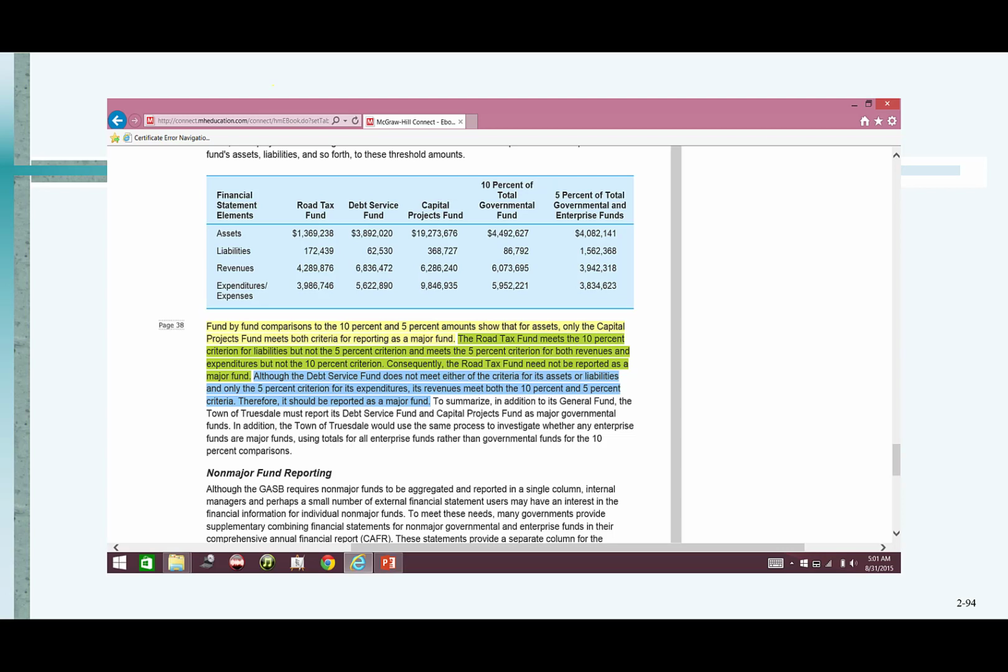Then I look at the capital project, and the capital project fund does what? It passes for assets, both at the 10% level and the 5% level. The capital project fund is a major fund, right? Okay.